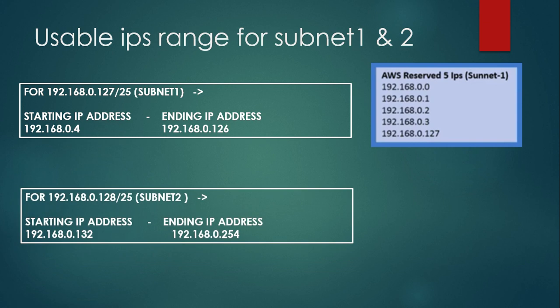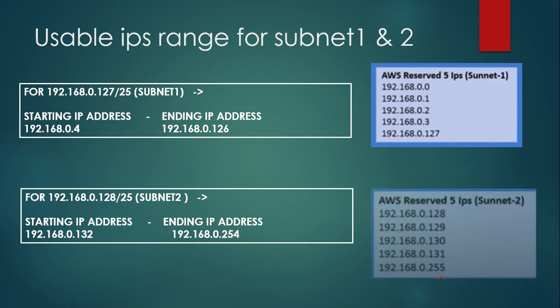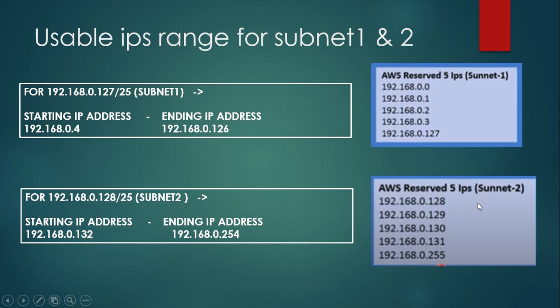For the same subnet 2, we specify the subnet CIDR as 192.168.0.128/25. The starting usable IP address here is 192.168.0.132, because 3 IP addresses are reserved for AWS and the last IP address is also reserved for AWS. This is how we reserve the 5 addresses for subnet 2, that is 128, 129, 130, 131 and 255. This is how AWS reserves the 5 IPs.